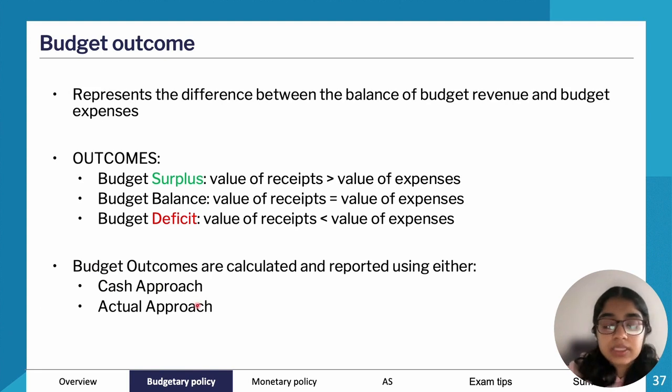And our budget outcomes are calculated using two approaches. You can use the cash approach or the actual approach. Again, this is not super important for Echo. But for your interest, the cash approach is basically the value of receipts and outlays after the government actually receives or pays out the money. The actual approach is when you show all those expenses and revenues as they're actually happening. But again, this is not super relevant to Echo, so you don't need this for the exam.